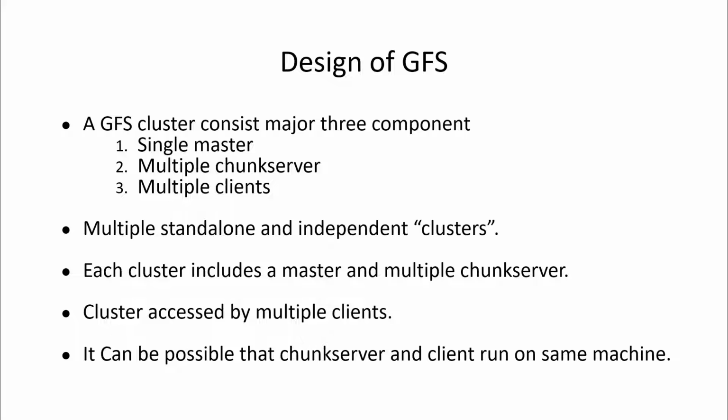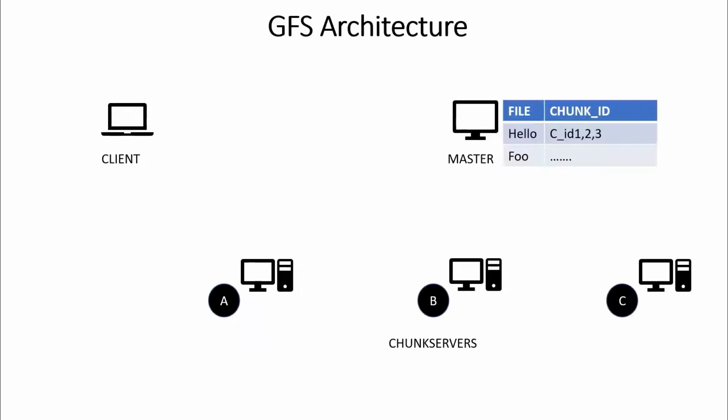Now the design of the GFS. The GFS cluster consists of mainly three components: a single master, multiple chunk servers and multiple clients. Multiple standalone and independent clusters together make a GFS. Each cluster includes a master and multiple chunk servers, and is accessed by multiple clients. It is possible that a chunk server and a client run on the same machine also. So here are the client, the master, and A, B, C are the multiple chunk servers.